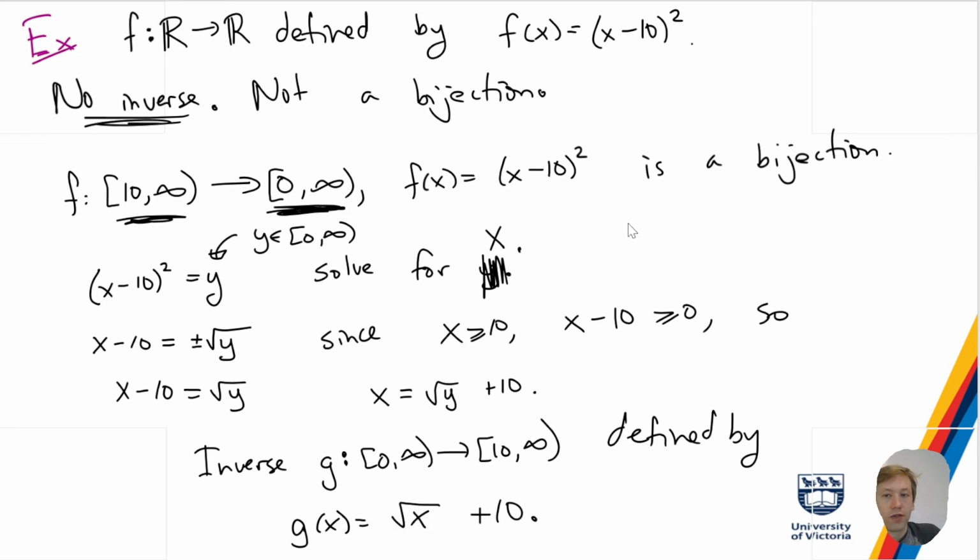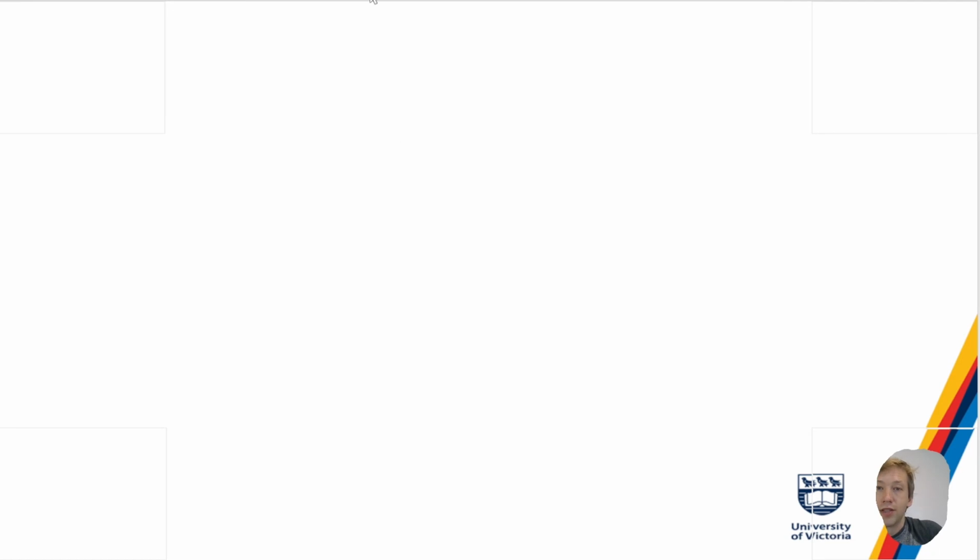Okay. So note here that the domain and codomain are important. So the inverse would be different if I had a different domain and codomain for f. So maybe let's look at an example like that. So I'm going to take the same function essentially, but with a different domain and codomain.